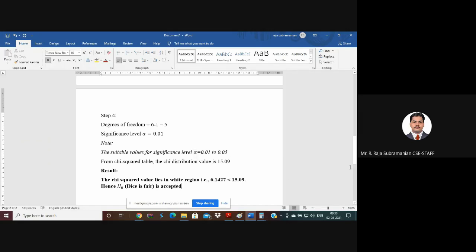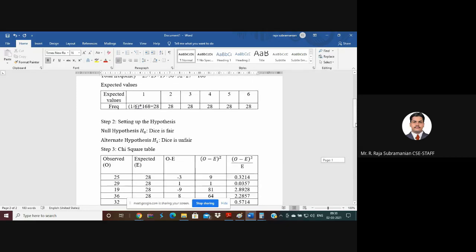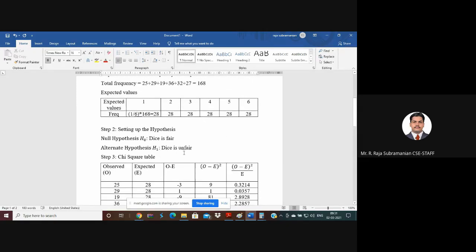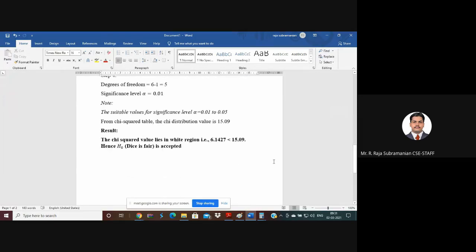If H0 is accepted, automatically I can say H1 is rejected, right? There is no need for separate proof for this. Either the null hypothesis should be true or the alternate hypothesis should be true. If the null is true, then the alternate is false by default, right? Now, can you understand how to do chi-square testing?